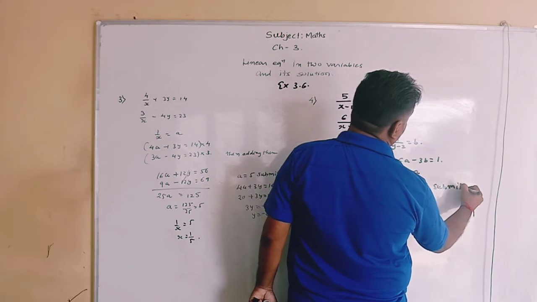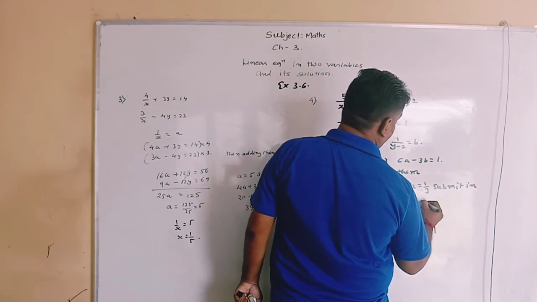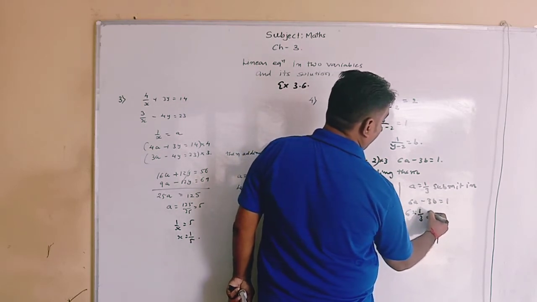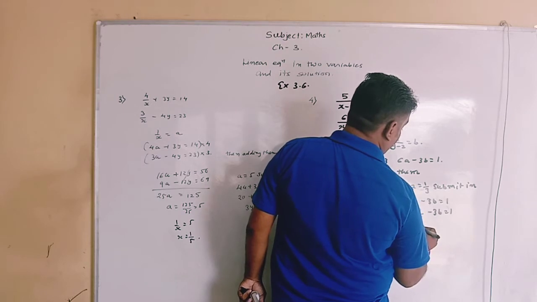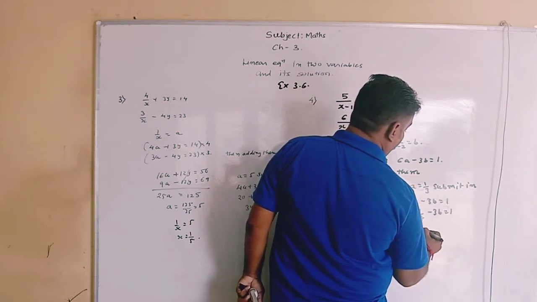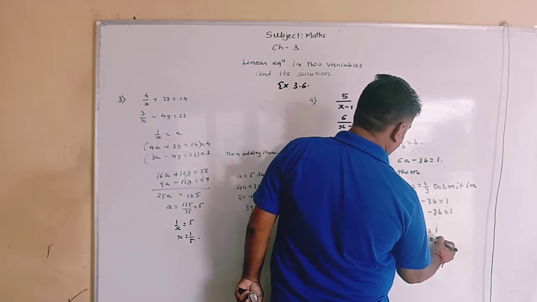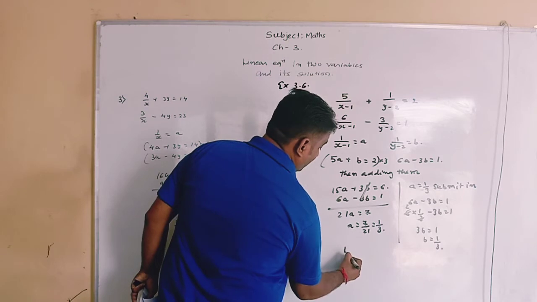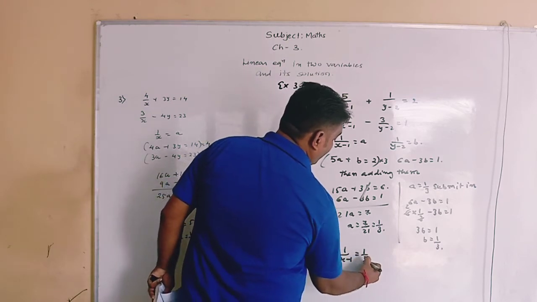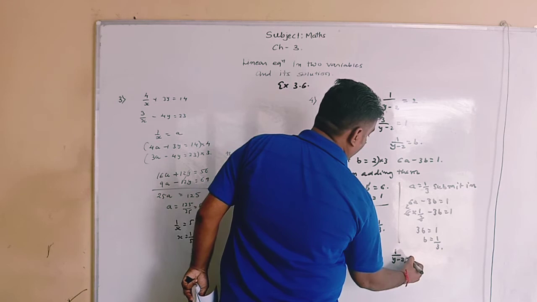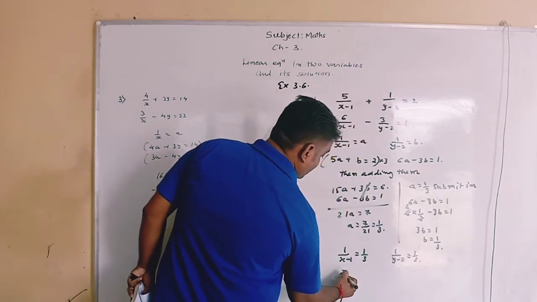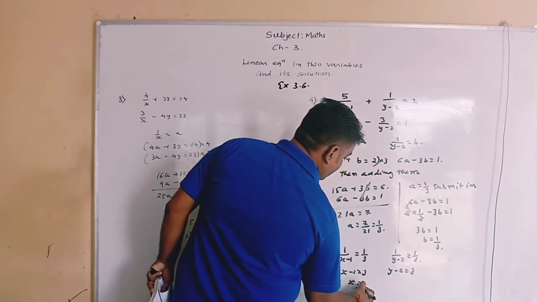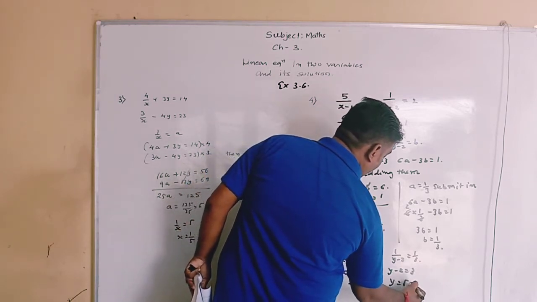Substituting in 6a minus 3b equals 1, so 6 into 1 by 3 minus 3b equals 1. And so 3 2s are 6, so 3b equals 2 minus 1, 1, so b also 1 by 3. And so a we have taken as 1 by x minus 1, so 1 by x minus 1 equals 1 by 3, and 1 by y minus 2 equals 1 by 3. So x minus 1 equals 3, y minus 2 equals 3. So x equals 4, y equals 5.